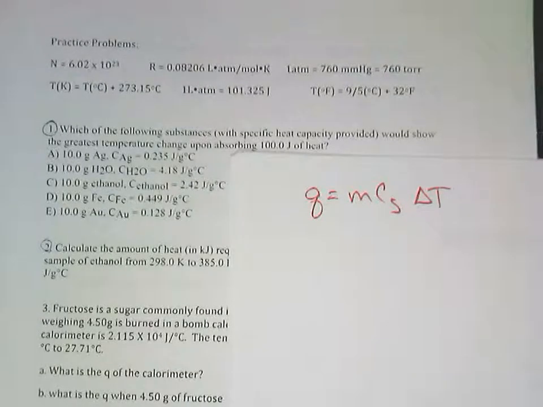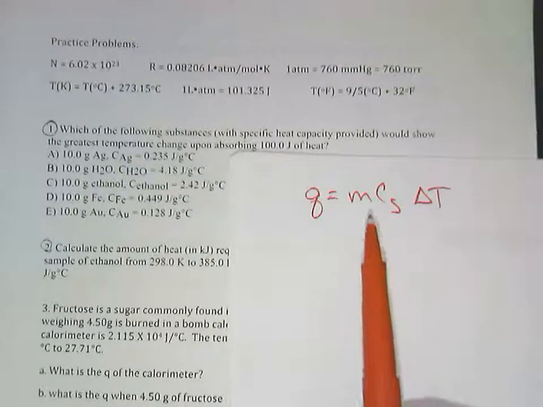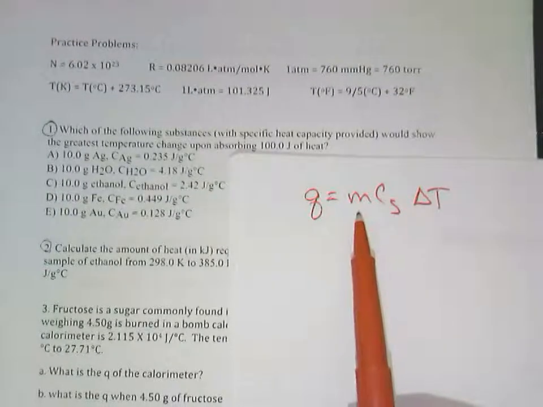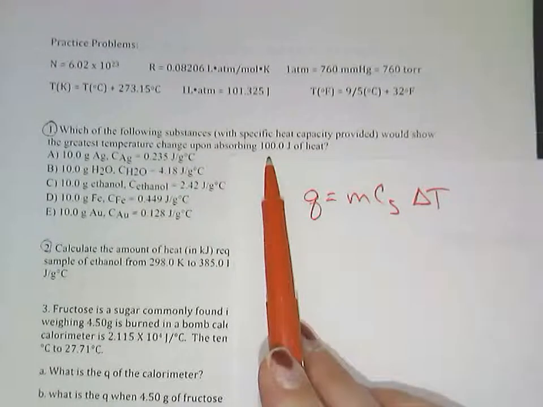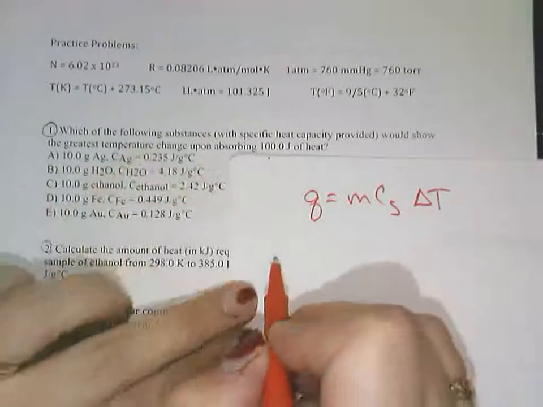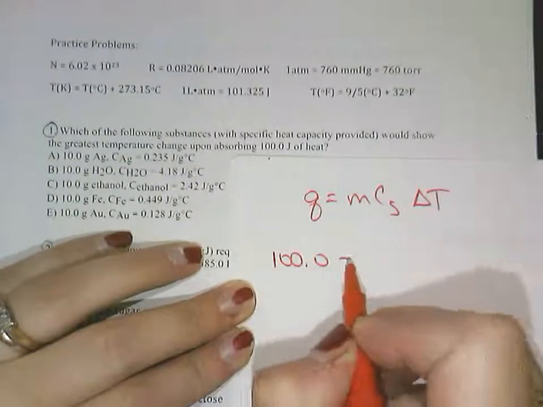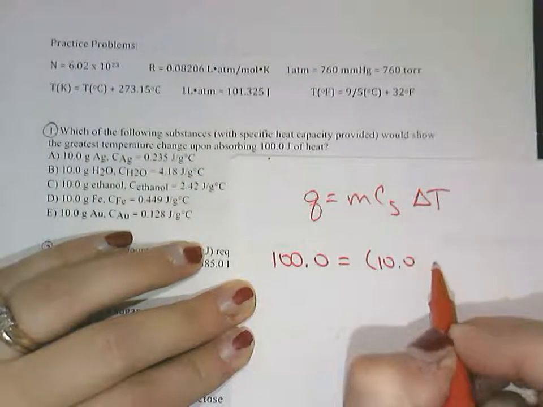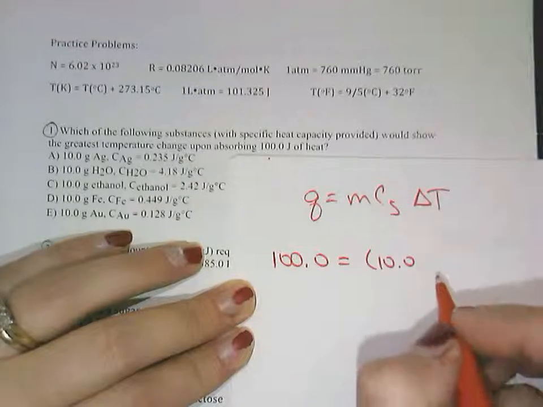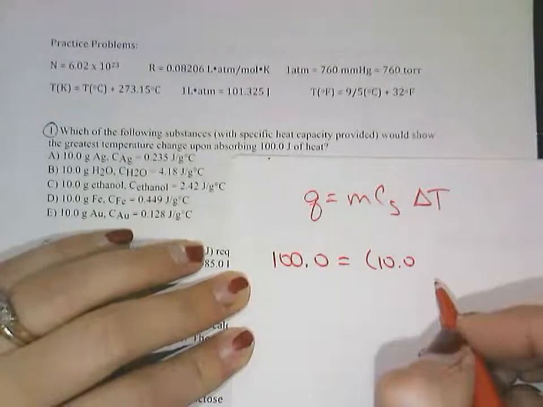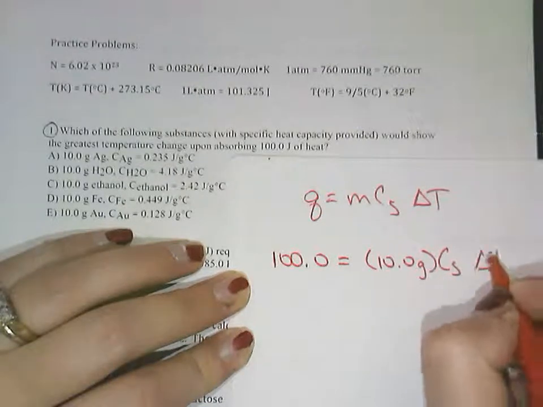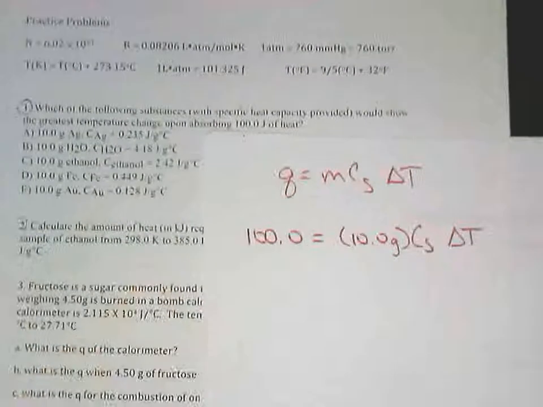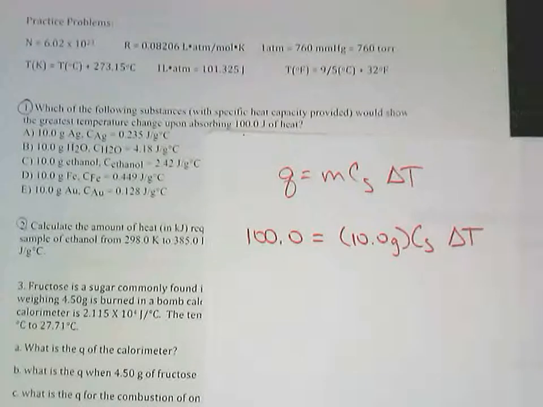Right, so for all of them, they all have 10 grams, so the mass is all 10. Where do I put this 100 joules of heat? Q. So all of them will look like this. Will Q always be joules? I mean, it could be kilojoules, but yeah. So if it's in kilojoules, you just have to convert it. All right, so all of them are going to look like that.